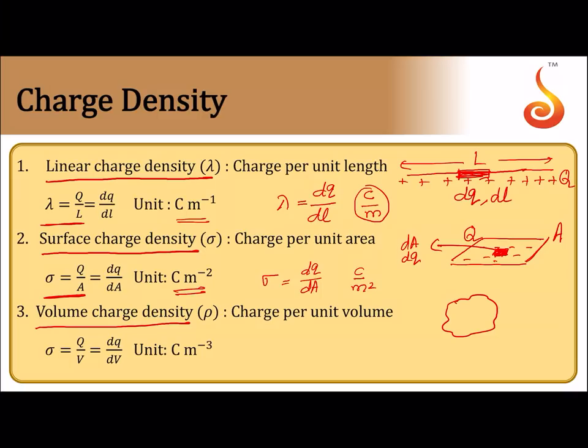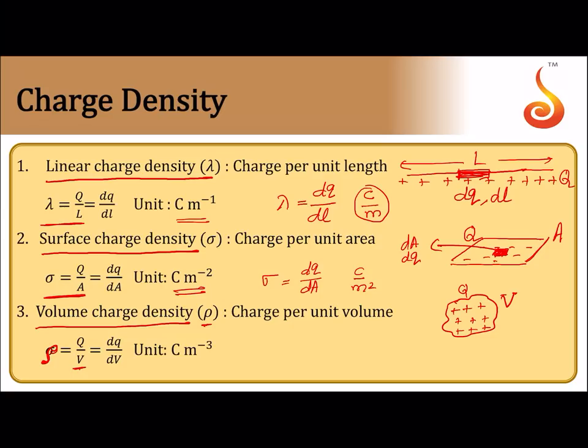And the total volume of this setup is V and the total charge present here is say Q. Charge is present everywhere and the charge is Q. Then Q divided by V is nothing but the volume charge density, which is generally represented by the symbol rho. So rho, volume charge density, is charge per unit volume.